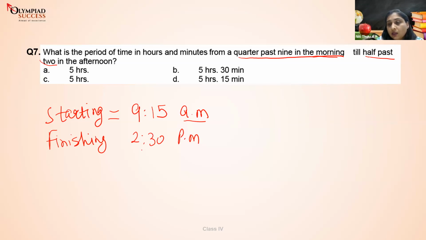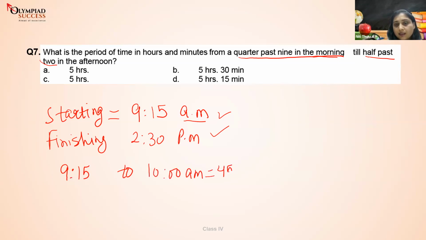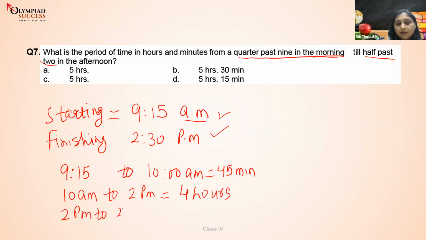Now quickly find out the time duration between these two. Anybody who knows how to find it? First we will create slabs. So from 9:15 to let's say 10 o'clock, we have 45 minutes. And then from 10 a.m. to let's say 2 p.m., how many hours will be there quickly? Very good. It's 4 hours. Lovely. And then 2 p.m. to 2:30 p.m., 30 minutes.